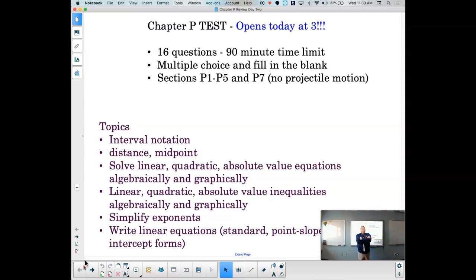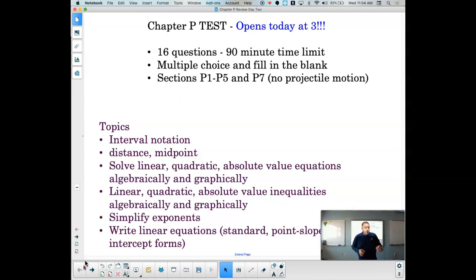One other thing with that is you get one shot at it. It's not that you can take it twice. You get one opportunity, one attempt, I believe is the proper It's Learning verbiage. So you get one attempt at it, and do the best you can. It's going to cover sections P1 through P5 and P7, but there will be no projectile motion in that. So we got that going on, which is nice.